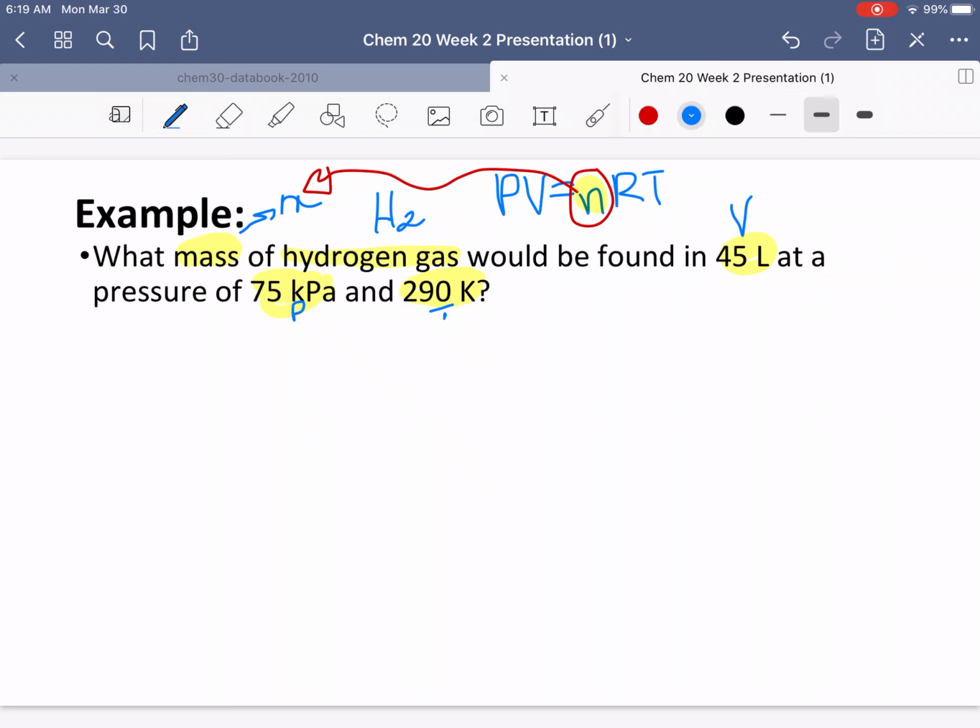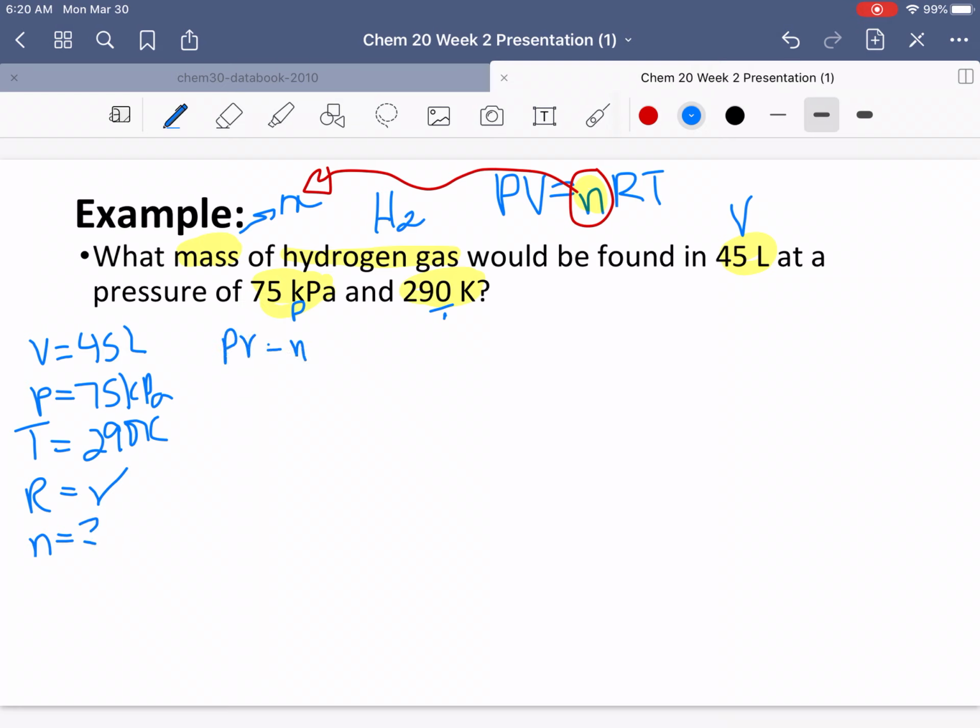Okay, let's begin. Same as usual, write down what you know. Volume, 45 liters. Pressure, 75 kilopascals, and temperature 290 Kelvin. R, of course, you have. We're going to start by looking for n. PV equals nRT. Your goal is to get n by itself. We're going to divide by the RT on both sides.